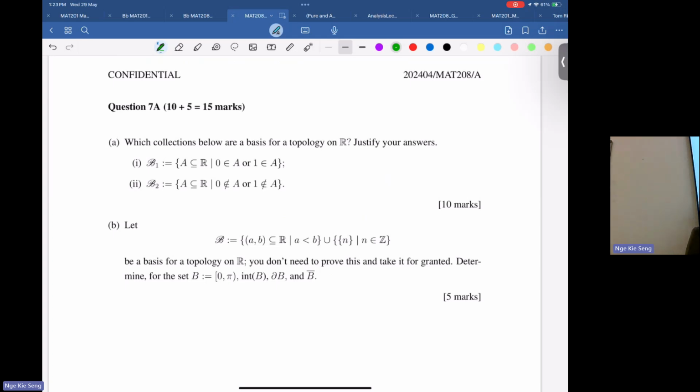So in 7a, you need to decide whether these two things are bases or not. The first time you meet this kind of problem, yes or no, you think first. If you want to say yes, what do you need to do? Prove. Two properties you need to prove. If you say no, one counterexample. So which answer should you guess first? Counterexample first. See if you can construct a counterexample first.